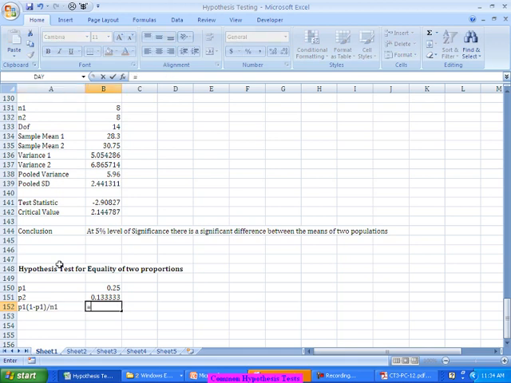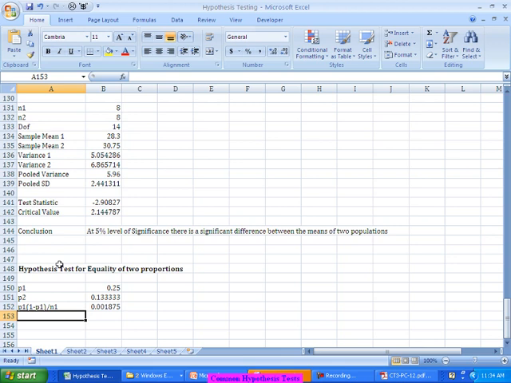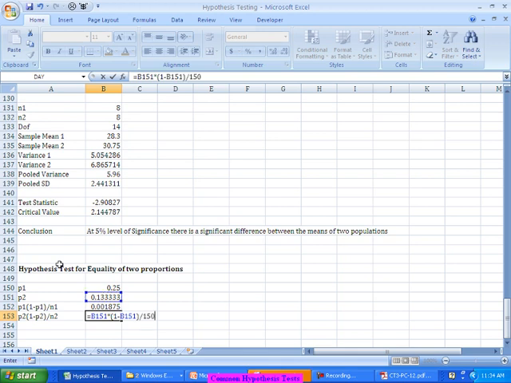which is P1 into 1 minus P1 divided by N1, which is 100. All right, P1 into 1 minus P1 by N1. The same logic I can do for the second, P2 into 1 minus P2 by N2, P2 into 1 minus P2 divided by N2, 150. So I have P1, P2, all these things.